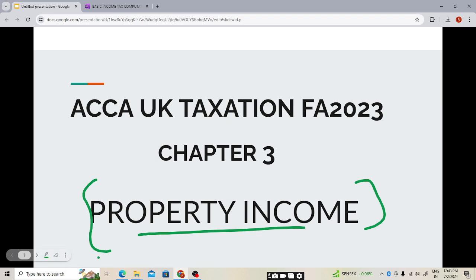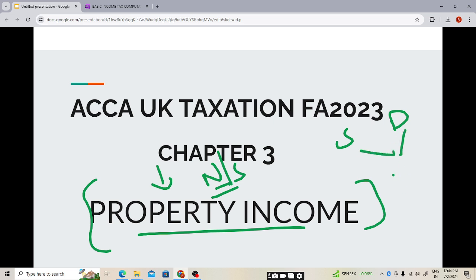Starting with this, as we know, property income lies under the head of non-saving income. In saving income and dividend income, we learned that both of these are taxed on the cash basis, that is, when we receive it, whether it relates to a previous year or a future year. They are taxed in the tax year in which we receive them. Cash basis means whenever we receive it, we tax it in that tax year.